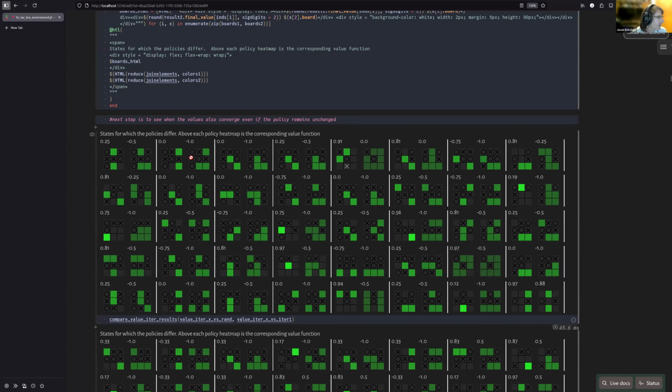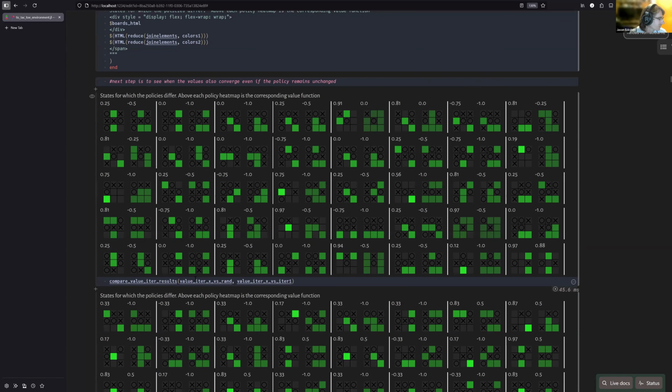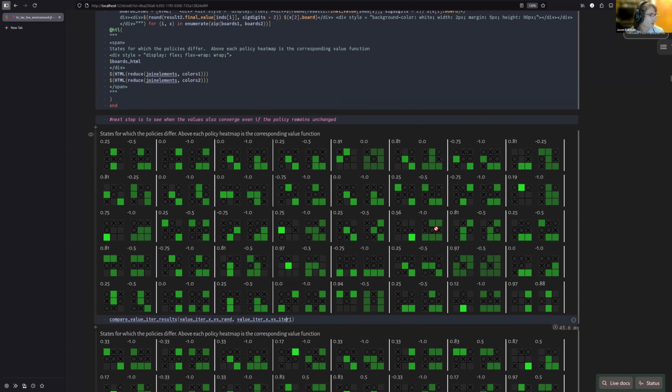And you can end up with what I'm showing here, which is different policies and how they've differed over time from the previous policy. If we take the X versus the random player and compare it to the X versus the next iteration, where the O player has adapted to the X. Now, with ordinary reinforcement learning, if we fix the opponent, we can come up with an optimal policy for one opponent.